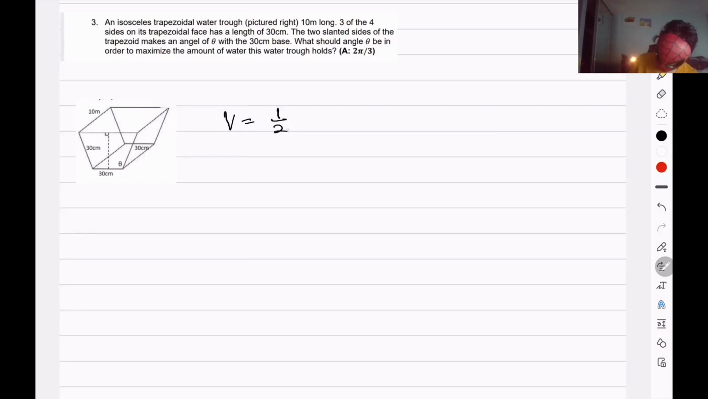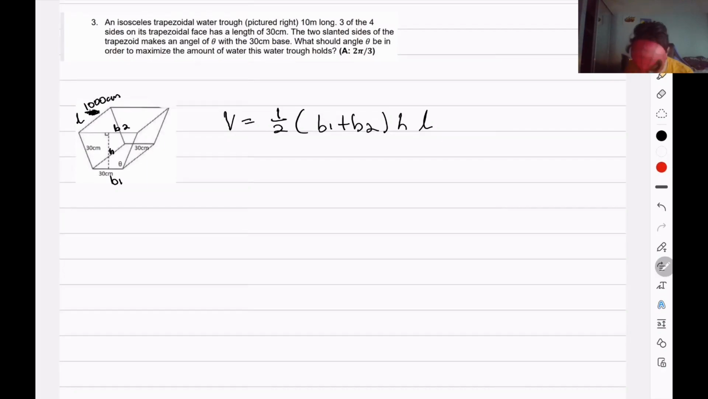The volume of this water trough would be 1/2 (base 1 plus base 2) times height times length, where this is the length. Instead of 10 meters, I'm going to make the length 1,000 centimeters. The reason I use centimeters is because the rest of the measurements are in centimeters. This is the height, this dotted line, and this is base 2. This is base 1.